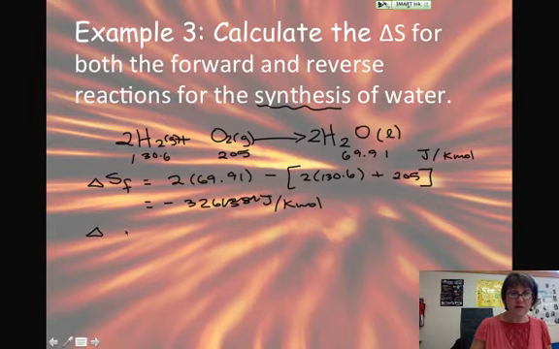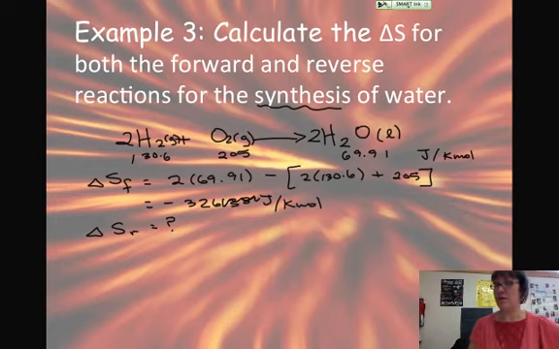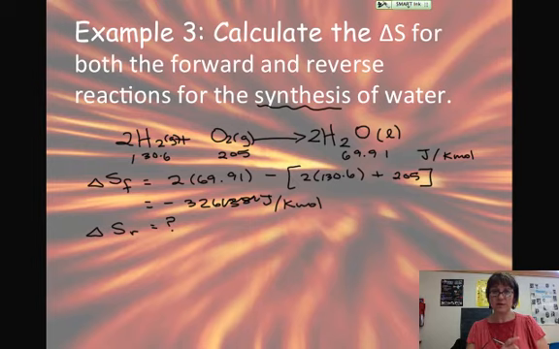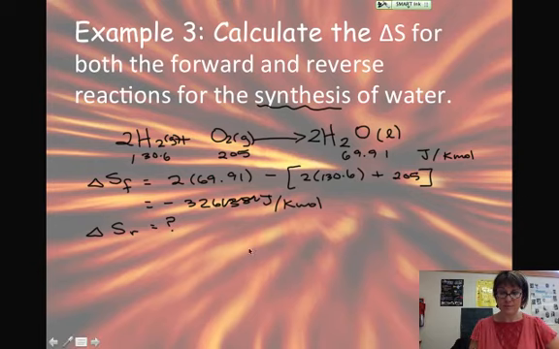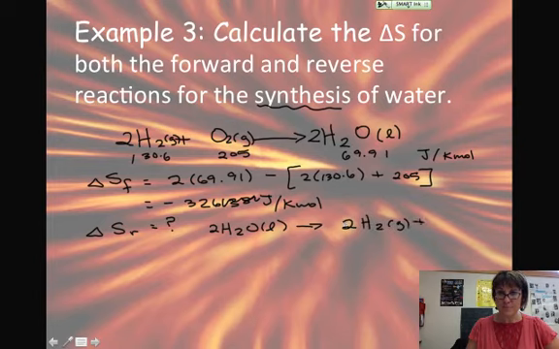What do you suppose the entropy change for the reverse reaction is going to be now? You may already have an idea of what it should be. Based on what you know about enthalpy change, if you reverse the reaction, what do we do with the heat? Do you remember? Well, let's see if it works here. So I'm going to write the reaction backwards. So here's my reverse reaction. 2 liquid waters would split apart into 2 hydrogen gas molecules and 1 oxygen gas molecule.